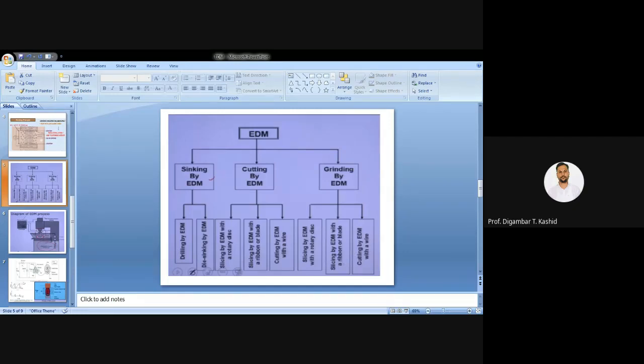The remaining part, the setup and other things, we will discuss tomorrow, because today we have covered the introduction and how the sparking is taking place, and how the material is removed, that we have seen. Okay, tomorrow we'll start with the setup.